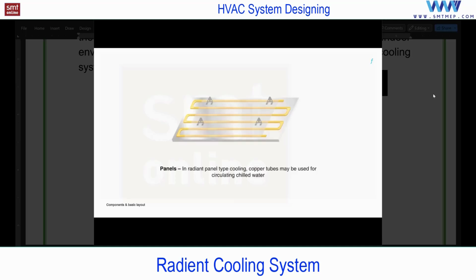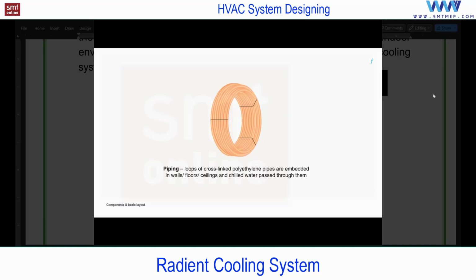Panels. In radiant panel type cooling, copper tubes may be used for circulating chilled water. Piping. Loops of cross-linked polyethylene pipes. You see, the copper tube is used to cool the water, not below the floor. Below the floor, you'll find the PEX pipe, polyethylene pipes, not the copper pipe, because that is going to be very expensive. In the previous part of this video, he's talking about the copper pipe, which is used to cool the water, like the shell and tube evaporator. These pipes are embedded in walls, floors, ceilings, and chilled water is passed through them.